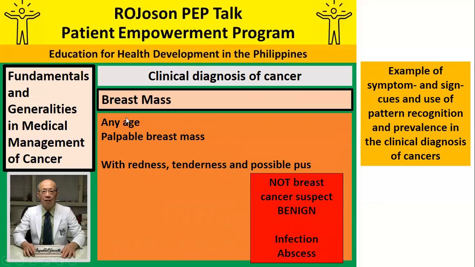Another patient, any age, with a palpable breast mass, with redness, tenderness, and possible pus formation. So the clinical diagnosis is not breast cancer suspect, benign. Specifically, there's infection and abscess going on.